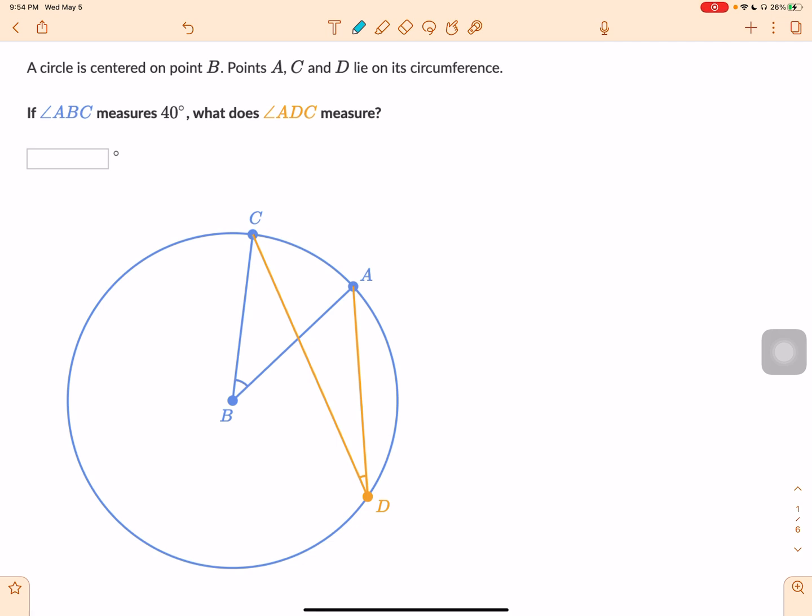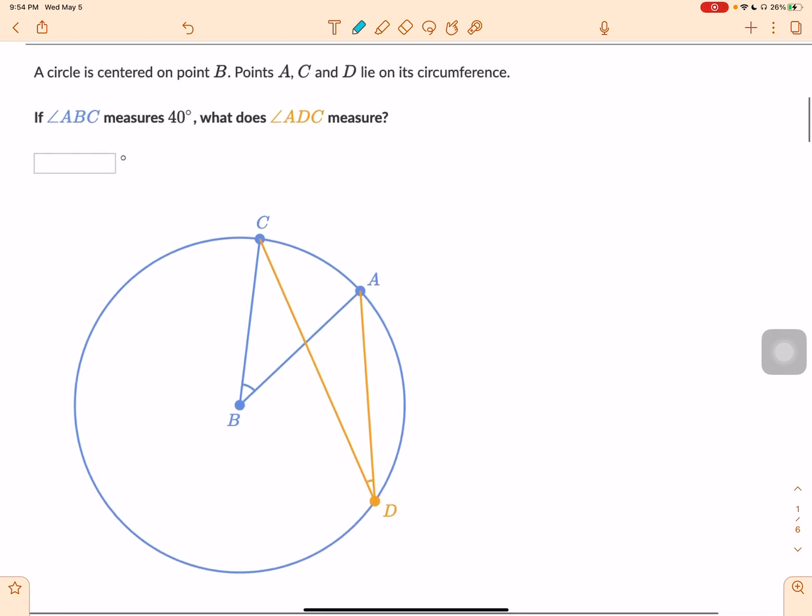Alright, a circle is centered on point B, so I know B is my center. Points A, C, and D lie on its circumference, so the circumference is the edge of the circle here. That is its circumference. If angle ABC measures 40 degrees, which would be right here, ABC, make sure that you're good with how to name angles. That's super important. We're told that's 40 degrees. What does angle ADC measure?